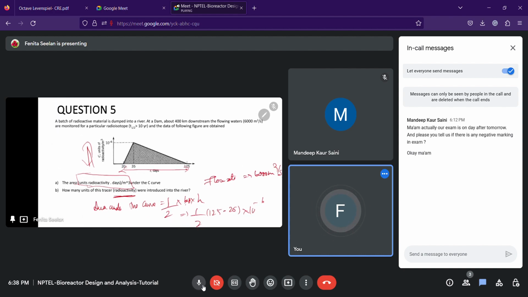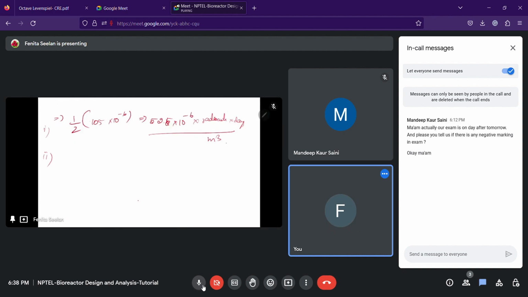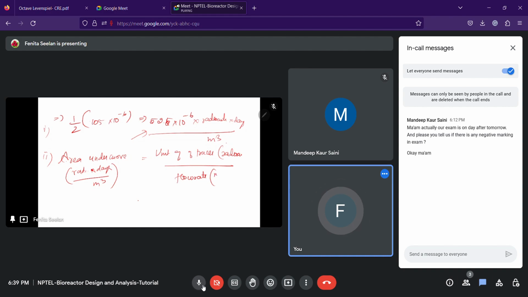So to calculate that, what will you do? You know the answer of your area under the curve. So area under the curve is what? Equal to your units of radioactivity into days per meter cube, right? So unit of tracer, the unit will be radioactivity, and your flow rate, for this the unit will be what? Meter cube per second, it is given. We will convert it to hours.